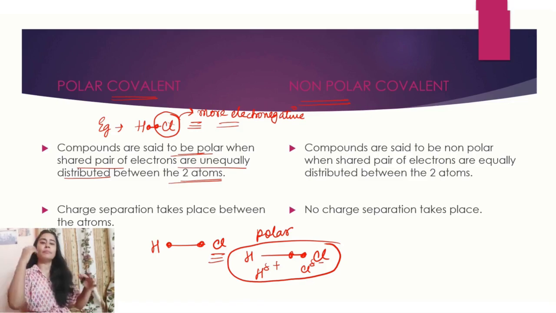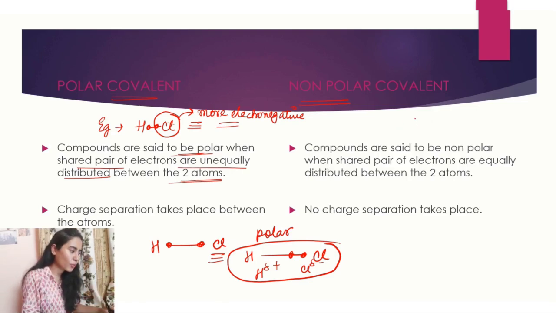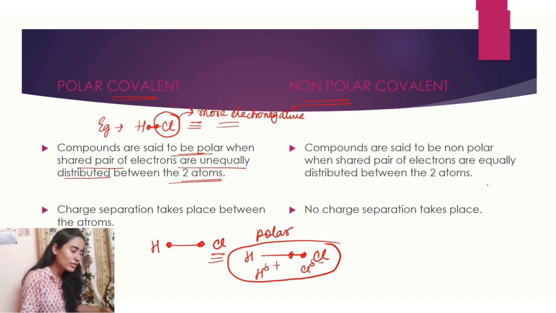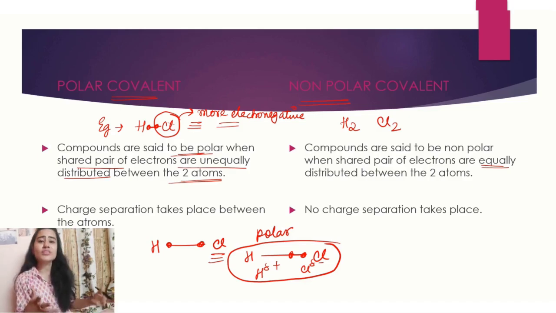Okay, so a polar covalent compound is the one in which the shared pair of electrons is present towards a particular side. It is taking a particular side. But in case of a non-polar covalent compound, no such side will be there. So they are going to be equally distributed. The easiest example among these is H2, or Cl2. Why? Because both the atoms are similar.